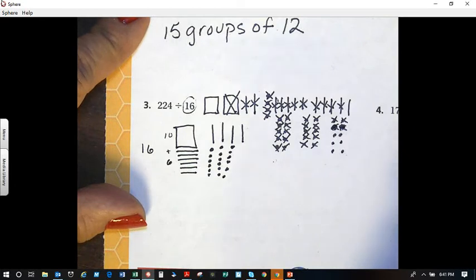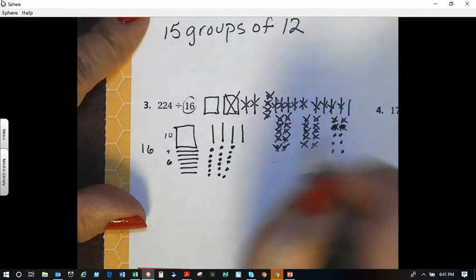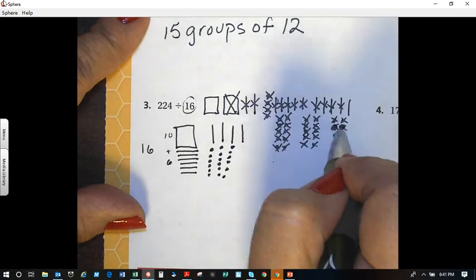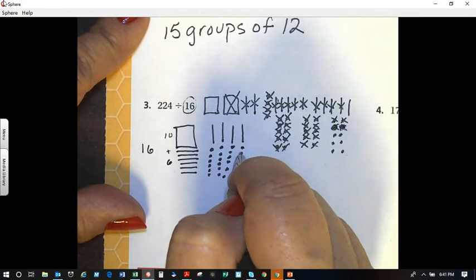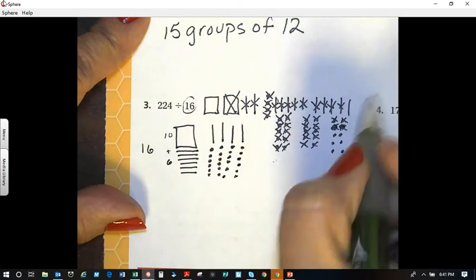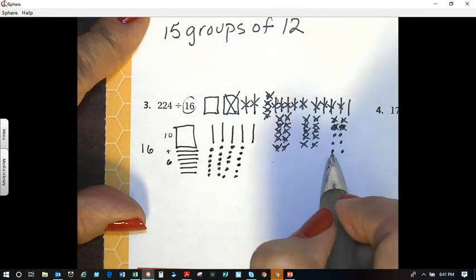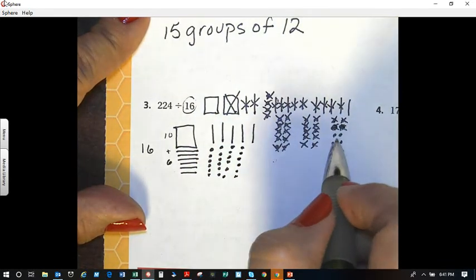So it's 2, 4, 6. So I take this out. Okay. So I have 1, 2, 3, 4, 5, and 6. And I have this one group left. And how many do I have left? 2. Am I supposed to do that? I am supposed to do that.